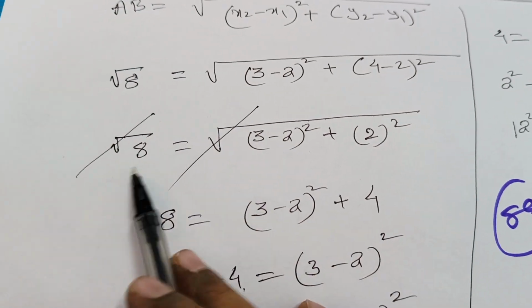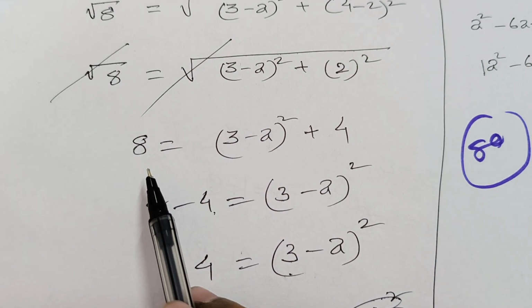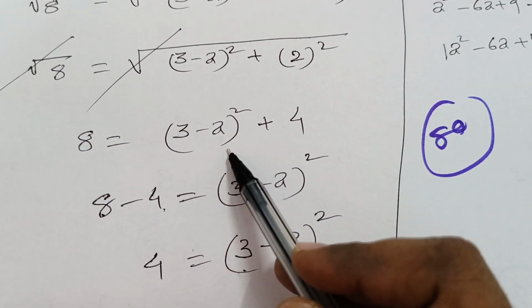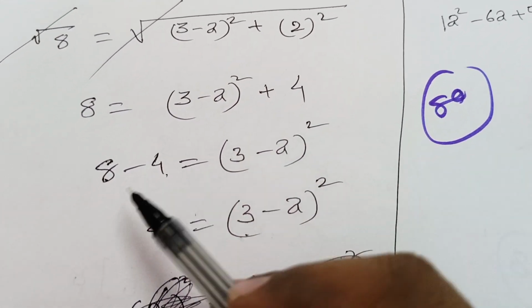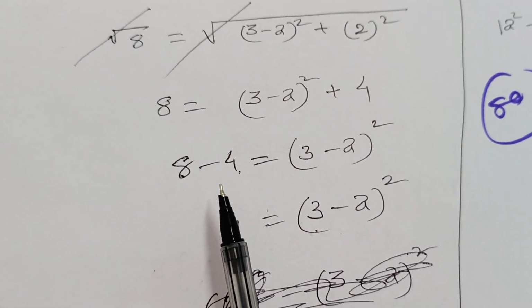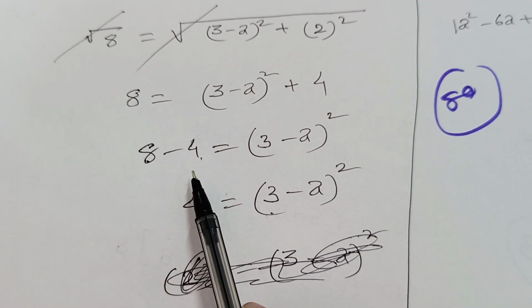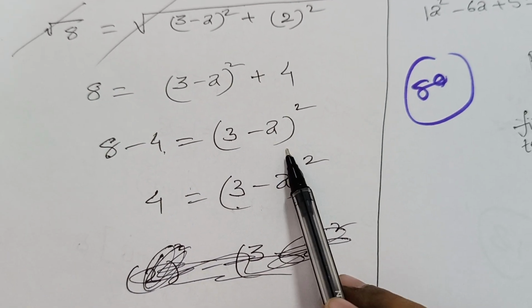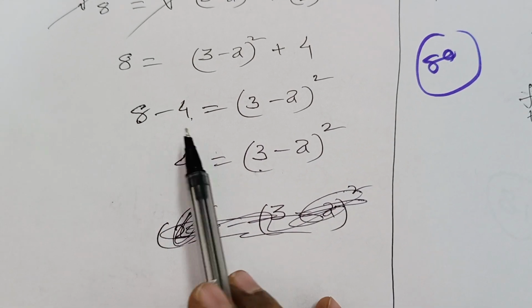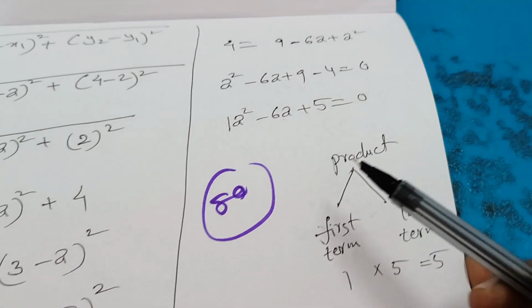On both the sides we have square root, so we are cancelling the root. We get 8 is equal to (3 minus a) whole square plus 4. When we take this plus 4 to the left side, it becomes minus 4. So on the left hand side we will write 8 minus 4 is equal to (3 minus a) whole square. 8 minus 4 is 4 is equal to (3 minus a) whole square.